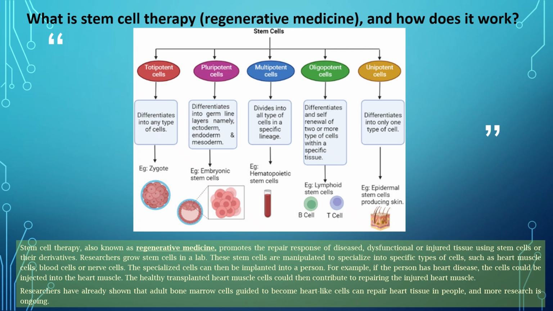Oligopotent cell, which can differentiate and self-renew into two or more types of cells within a specific tissue. Example, lymphoid stem cell, which can differentiate into a B cell or a T cell. Unipotent cell, which can differentiate into only one type of cell, and an example is the epidermal stem cell producing the skin.